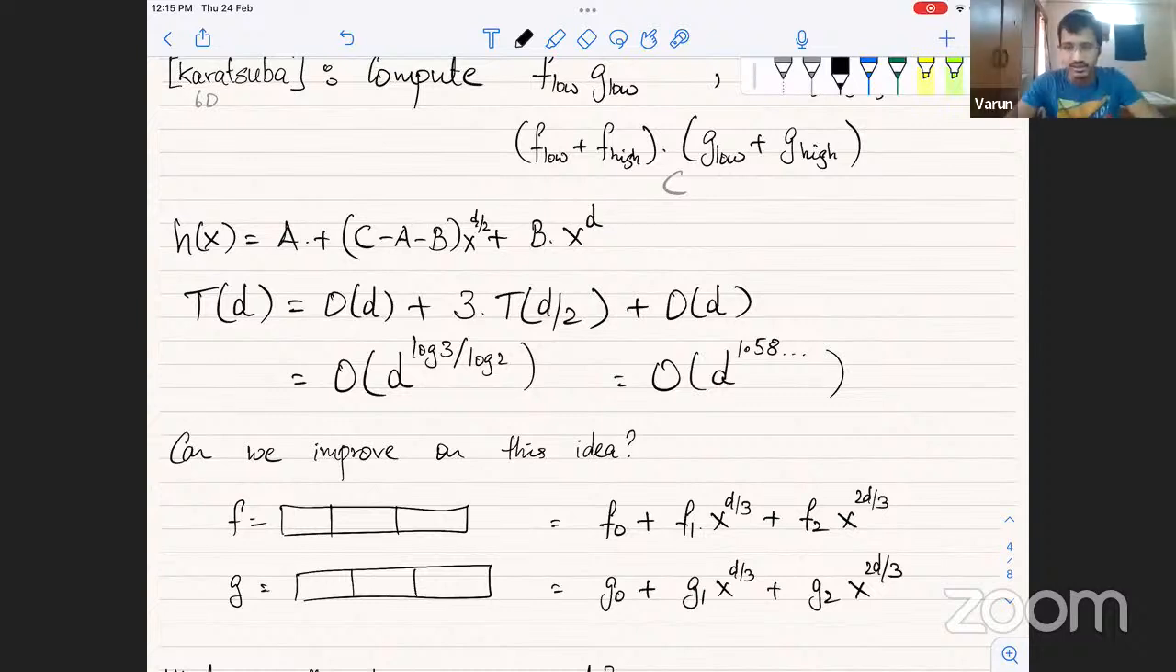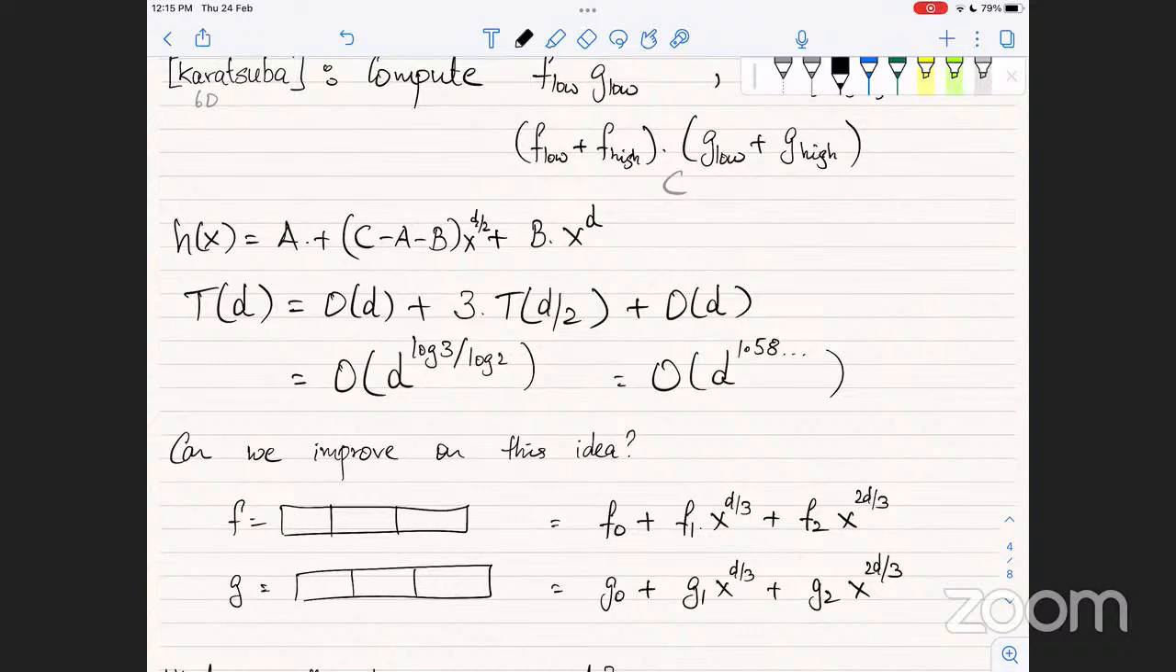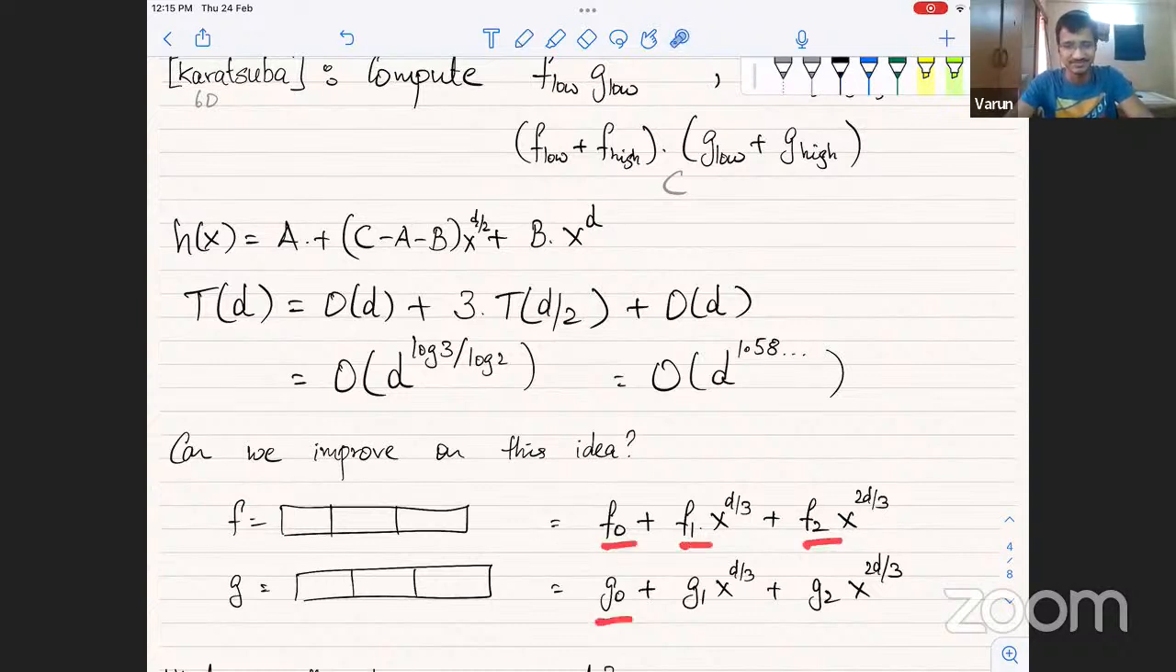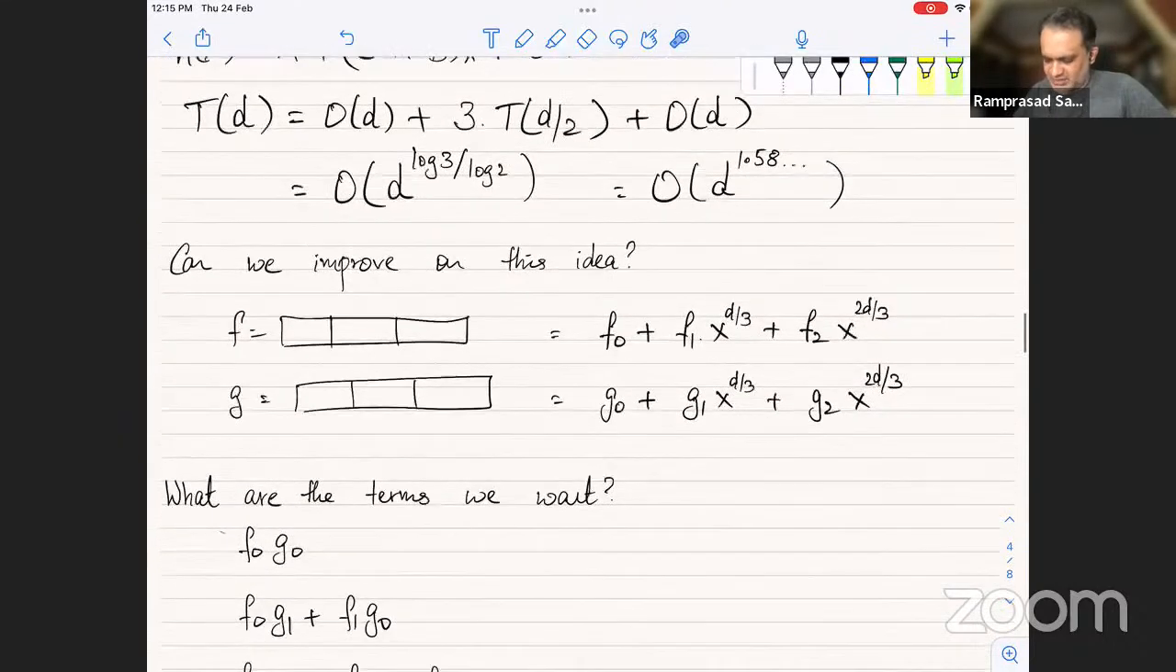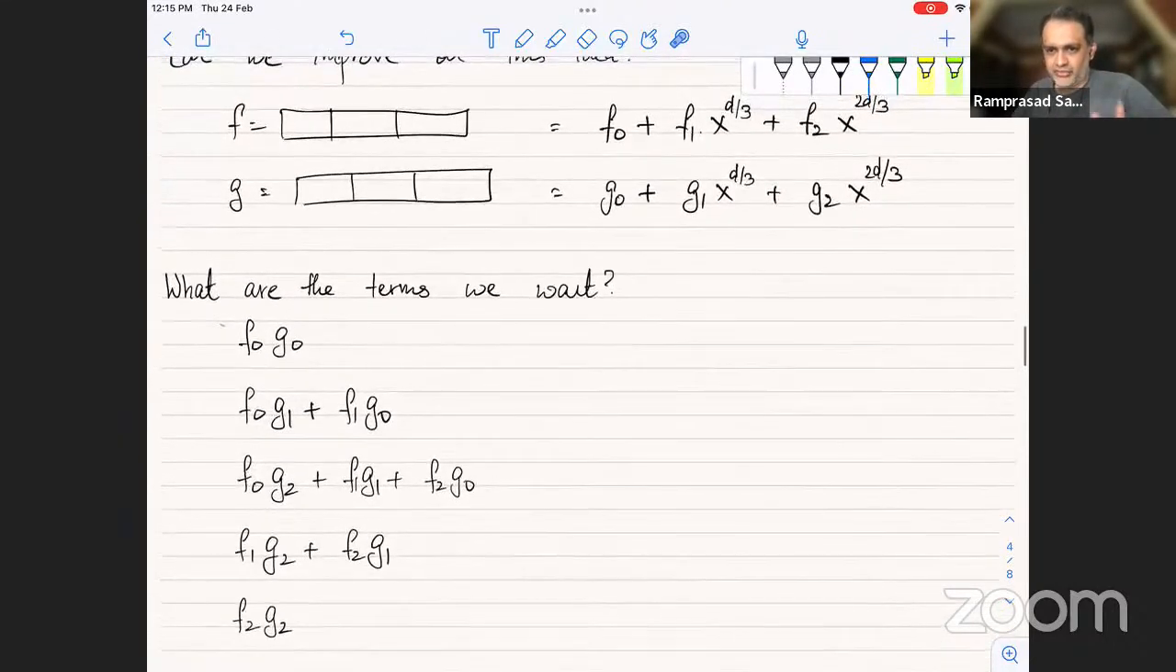So all of f0, f1, f2, g0, g1, g2 are polynomials of degree at most d by 3. Okay. And I want to compute the product of these 2 things. Last time we broke it up into 2; I'm just doing it with 3. That's it. So let's ask ourselves, what are the terms that we want? If you multiply it out, this is what you end up getting. The multiplication of these 2 will give us f0 g0. Then the coefficient of x to the power d by 3 will be these cross terms.